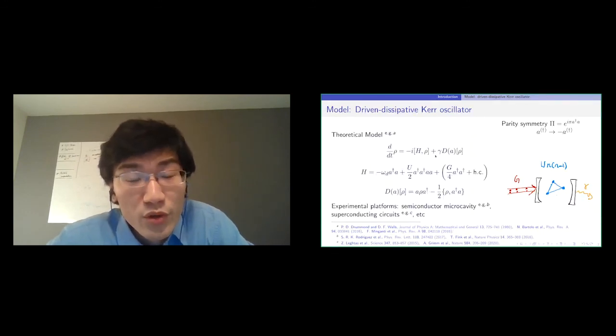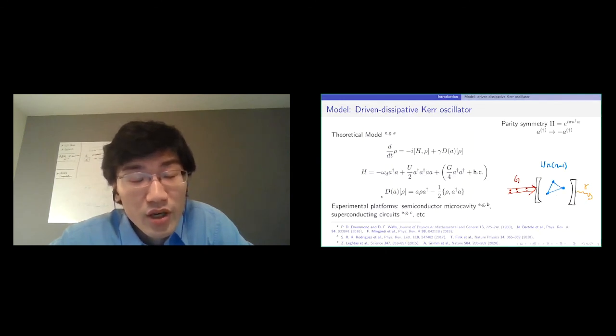So one thing you may notice is that there is a parity symmetry for this master equation. Basically, the parity symmetry can be written like this. The effect is that now you can take a to minus a and a dagger to minus a dagger. So you can see that now it's invariant under this parity symmetry. Later I will show that this parity symmetry can be spontaneously broken, and then you can have a second order phase transition.